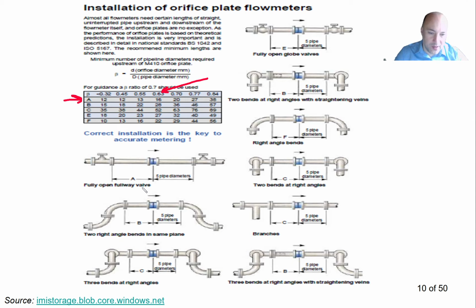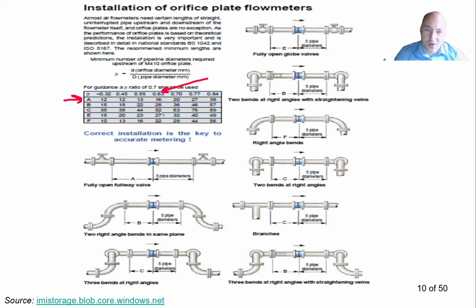For example, let's take a look at case F. Here, okay, F. And case F is where we have right angle bending. So we have our orifice plate like that, and here we have one bending in front of the orifice plate, and we have one bending after the orifice plate. And in this case, we need to maintain at least 22 times the pipe diameter.